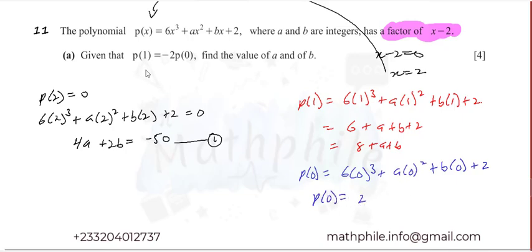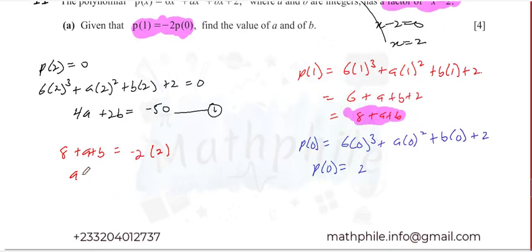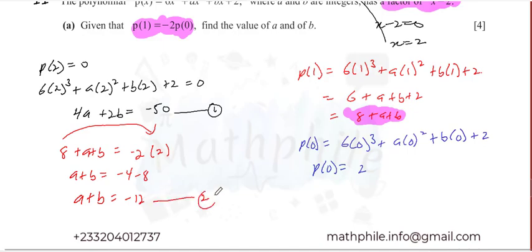And we're going to substitute everything into this nicely. So p of 1, which is equal to this, will be equal to negative 2 p of 0. So let's write that one. So p of 1, which was 8 plus a plus b, is equal to negative 2, p of 0 was 2. So this simplifies to a plus b equal to negative 4 minus 8, since this 8 would be transposed to the other side of the equation. So a plus b equals negative 12. So that's equation number 2.